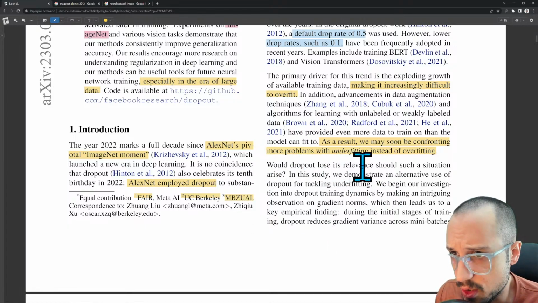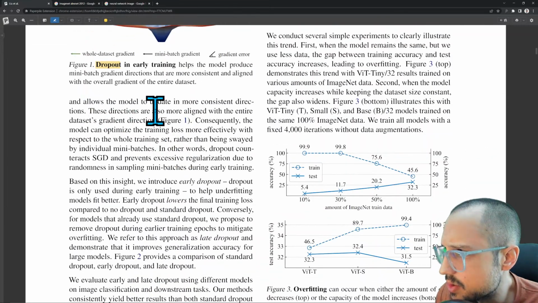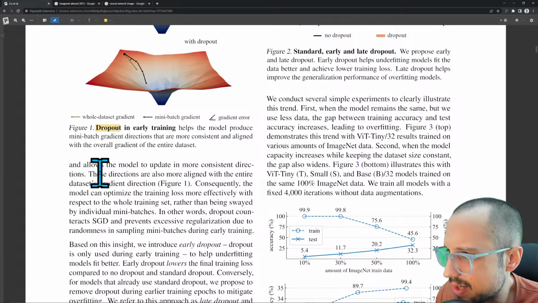Would dropout lose its relevance should such a situation arise? In this study, we demonstrate an alternative use of dropout for tackling underfitting. We begin our investigation into dropout training dynamics by making an intriguing observation on gradient norms, which leads us to a key empirical finding. During the initial stages of training, dropout reduces gradient variance across mini batches. This allows the model to update in a more consistent direction.